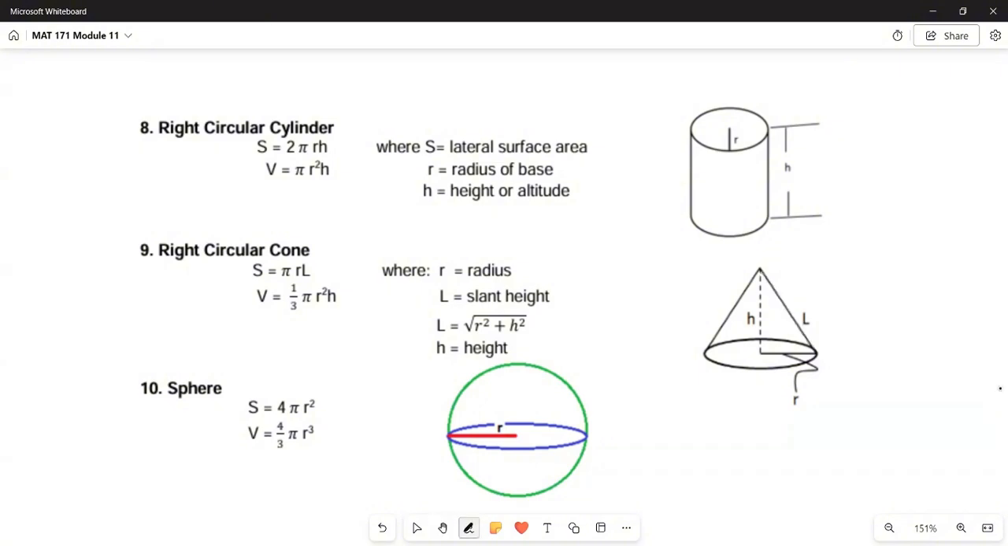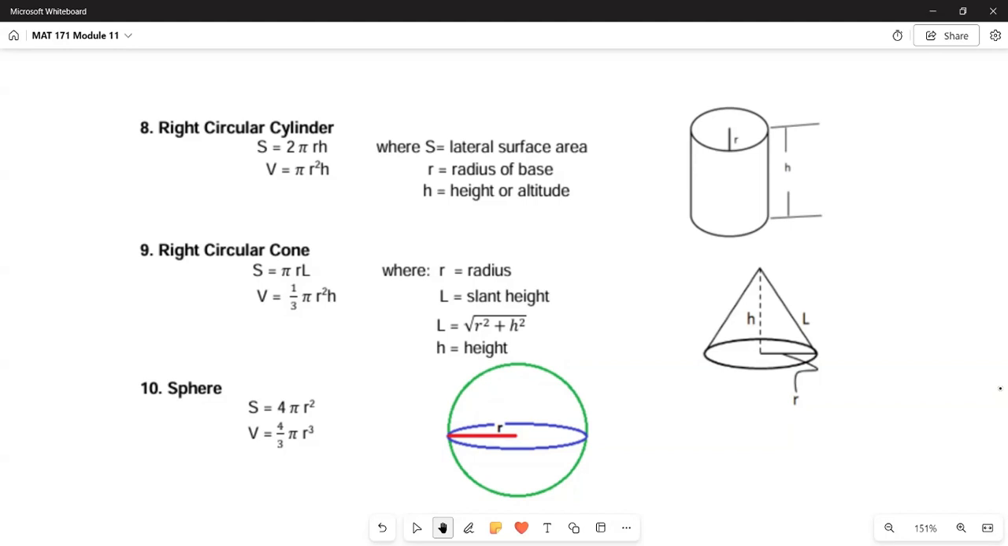And then the L is solved by using the Pythagorean theorem, using the value of h and then the radius. For its volume, for a circular cone, you have 1/3 pi r squared times height. And lastly, for a sphere, you could get the value of its surface area by using the formula S is equal to 4 pi r squared.